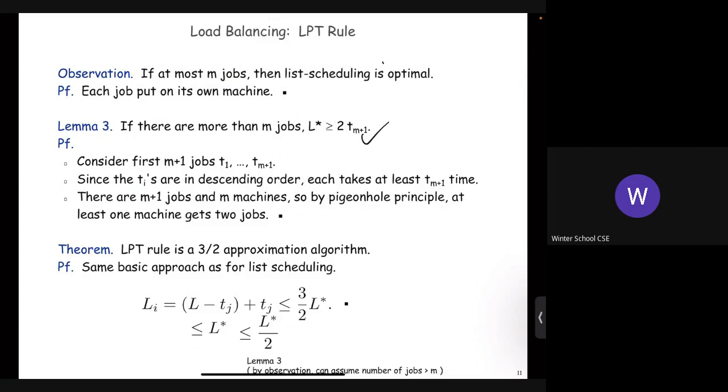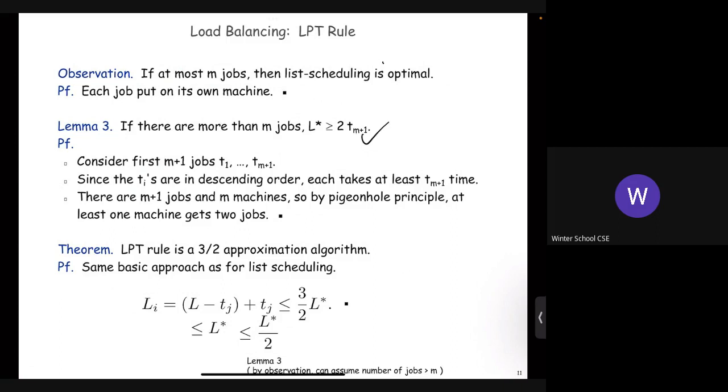Why? Okay, so we go back. We write Li is L minus Tj plus Tj. What is L minus Tj? We know that it is at most L star, by those M inequalities. But the time Tj is how much?